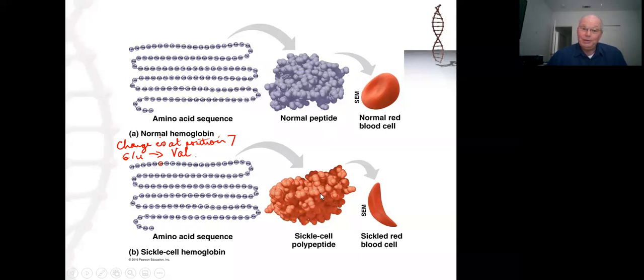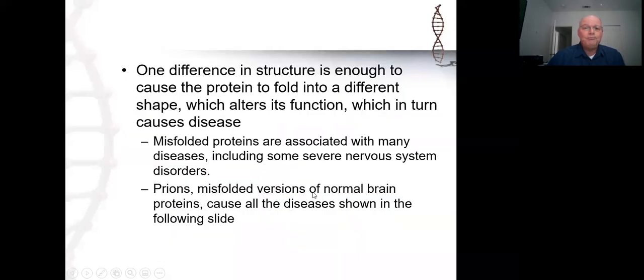So the sequence of amino acids really is the source of all the other levels of structure in the protein, and messing with the sequence of amino acids can have huge consequences, as we can see here. Misfolding of proteins is also associated with diseases. The infectious particles known as prions are simply misfolded proteins.